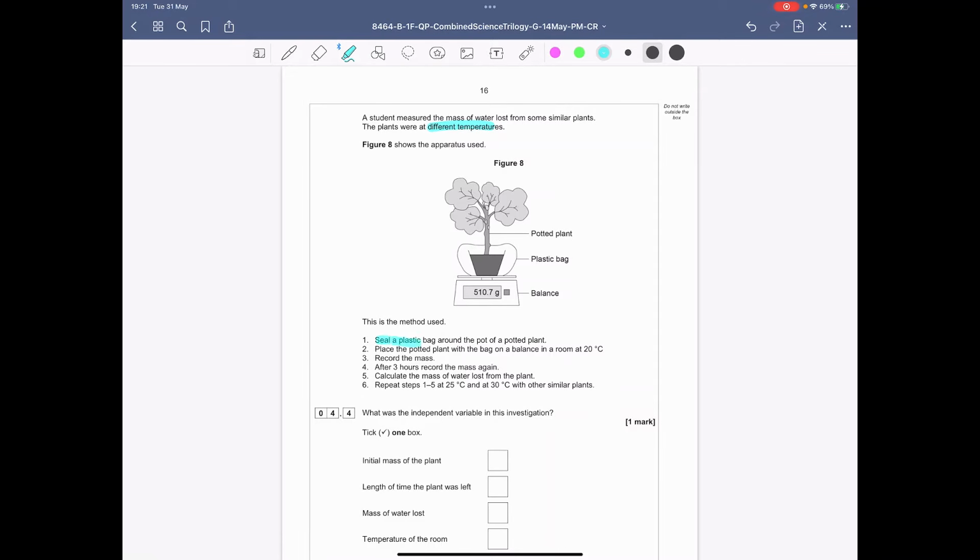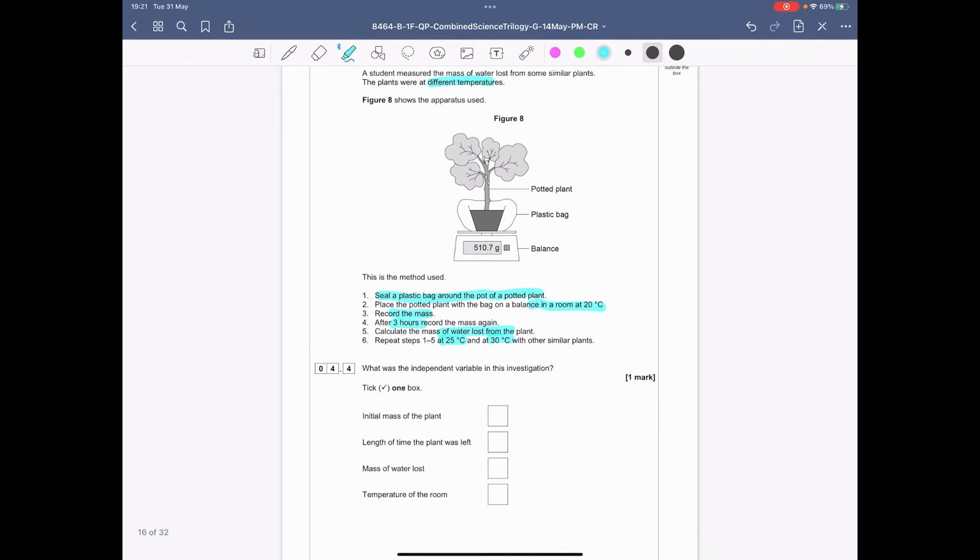They sealed a plastic bag around the pot of a potted plant. They put the plant with the bag on a balance in a room at 20 degrees. They recorded the mass of it. After 3 hours, they recorded the mass again, and they calculated the amount of water lost from the plant. They repeated steps 1 to 5 at 25 and at 30 degrees with similar plants.